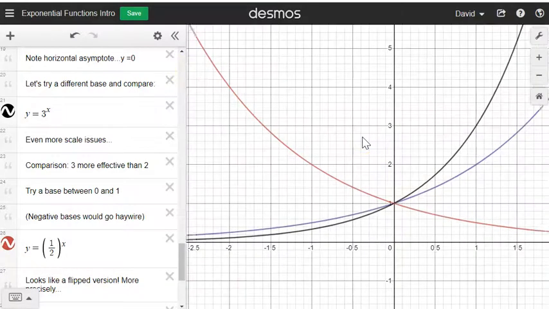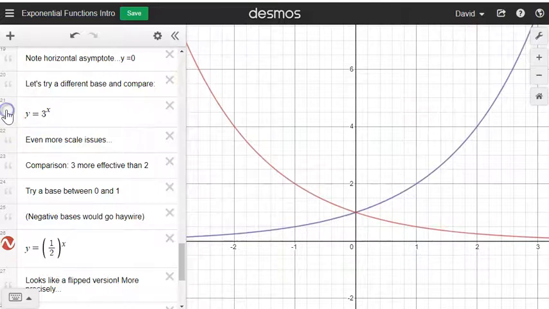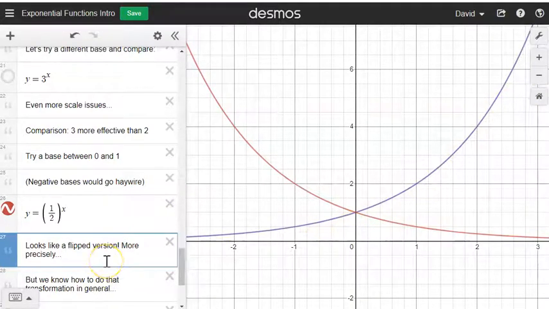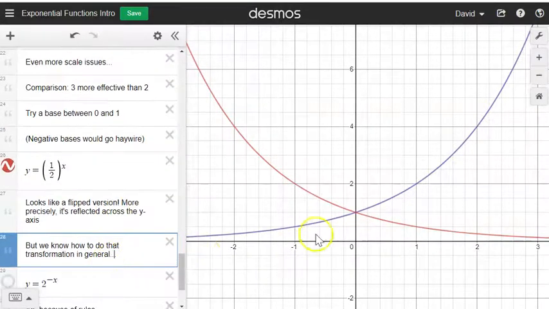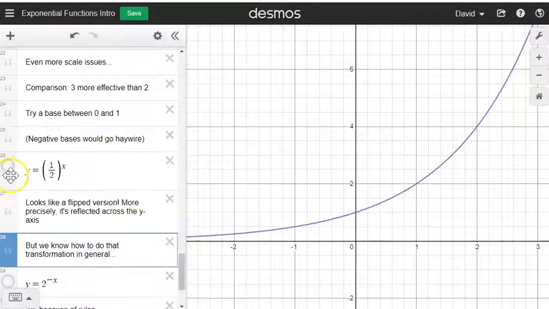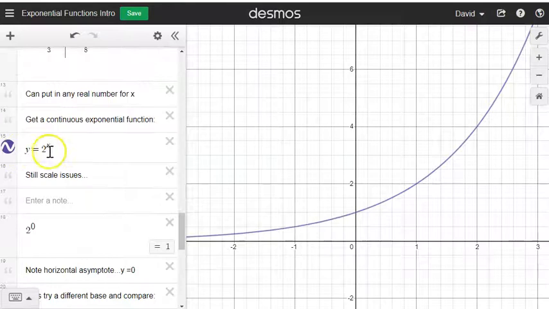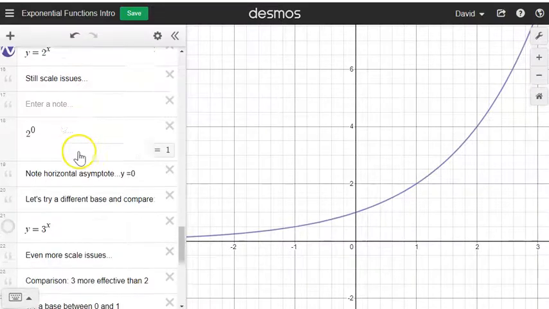So notice, if I delete that one as a distraction, it looks like a precisely, exactly flipped version of the 2 to the x graph. Right? So more precisely, it's reflected across the y-axis. Okay, wait, we know how to do that in general, right? We know if you start with a curve and any function whatsoever, and you want to flip it across the y-axis, you just apply that same function to -x. Wait, so that means we should be able to take 2 to the x and do 2 to the -x, put the minus in the exponent, and get the same graph.